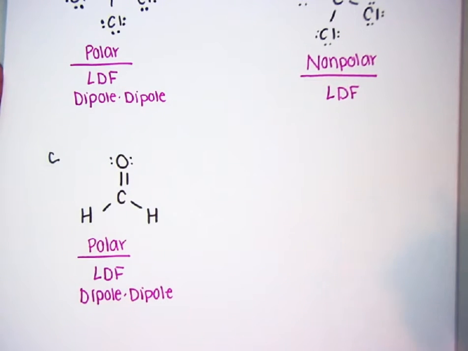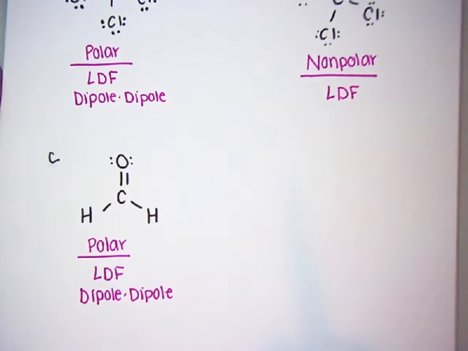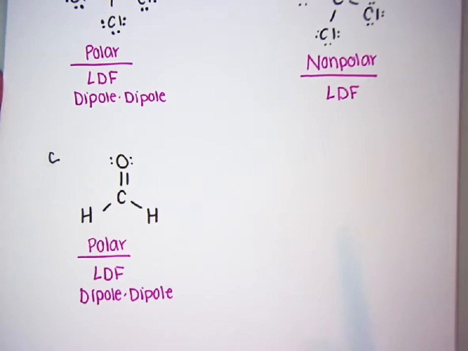Lastly, we look to see, is there any hydrogen bonding? Here's where we have to be careful. Just because hydrogen is in the compound doesn't mean it's hydrogen bonding. Hydrogen has to be attached to oxygen, nitrogen, or fluorine. Well, I have hydrogen and I have oxygen, so do I have hydrogen bonding? The answer is no, because they are not directly attached to one another.